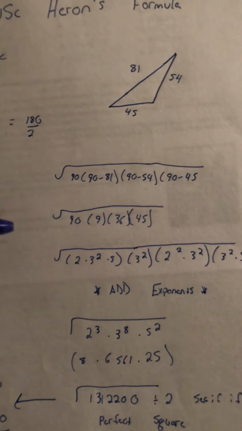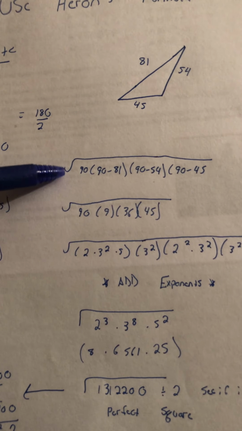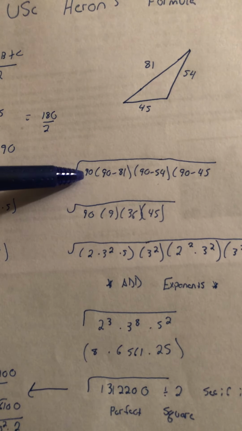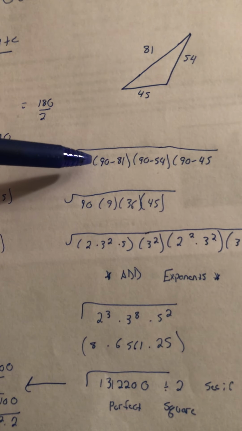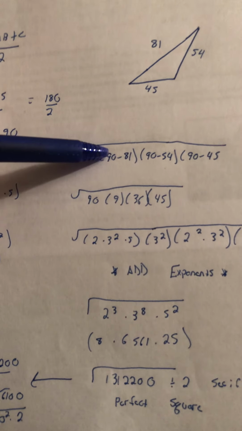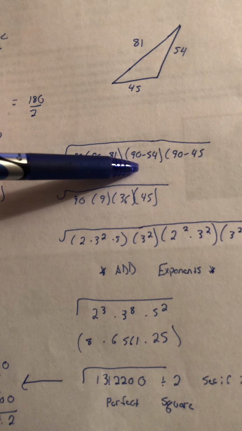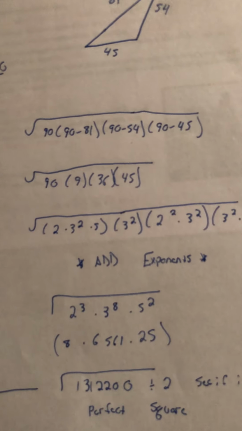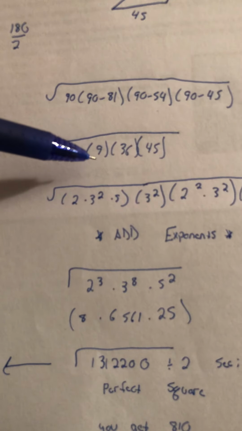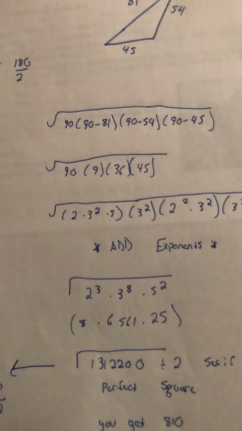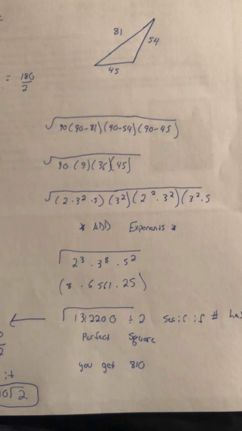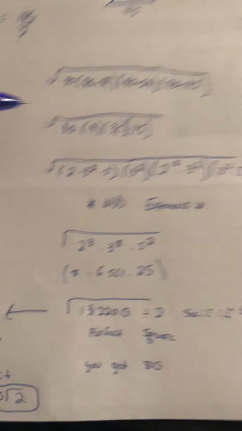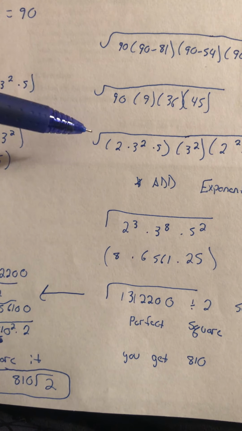So 90 is going to start us off when we put everything inside a radical. In order to find what we need, we're going to take the subtraction from what we have. So we have 90. We're going to take 90 minus 81, 90 minus 54, and 90 minus 45. When I do so, I keep my 90 on the outskirts: 9, 36, 45. Now I want to start breaking these down and see if I can find any perfect squares.